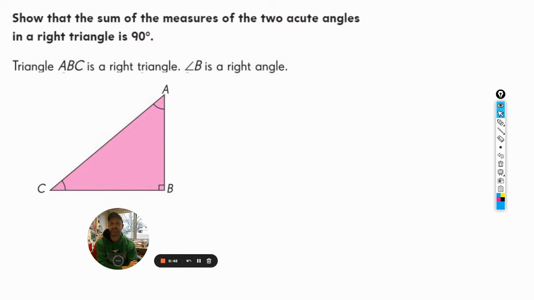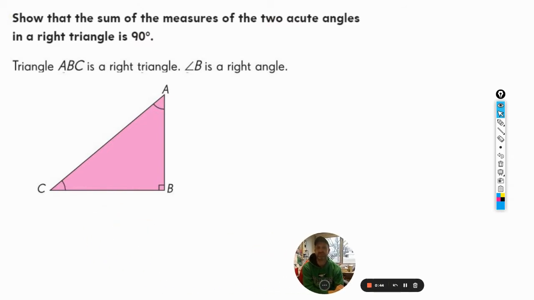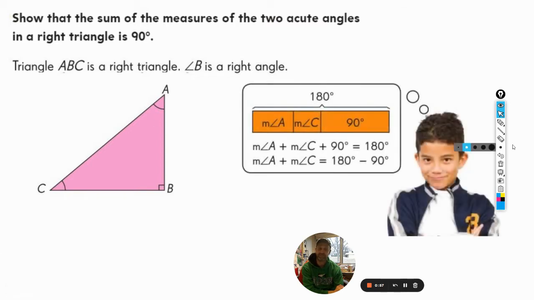Show that the sum of the measures of the two acute angles in a right triangle is 90 degrees. This is a right triangle. That is a right angle. If the triangle is 180 degrees total, and that's 90, these other two must have a sum of 90. Would you agree? I would agree. They like using the bar models, which I think is actually fine for this.